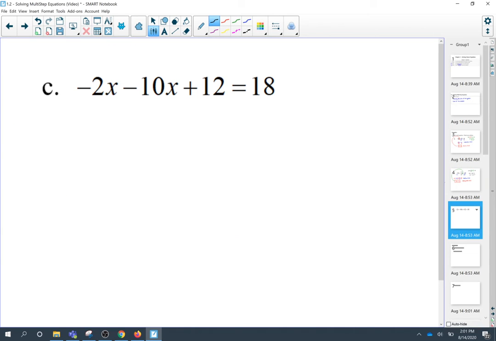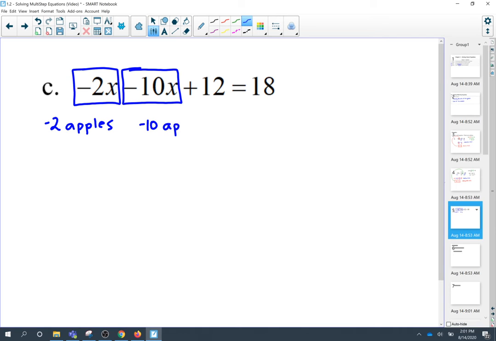Letter C: negative 2x minus 10x plus 12 equals 18. Take a look at the left. Is there anything you can simplify? And the answer is yes. So I'm looking at negative 2x and negative 10x, and I'm going, oh, they are like terms. They both have x's. So this is like saying negative 2 apples minus 10 apples.